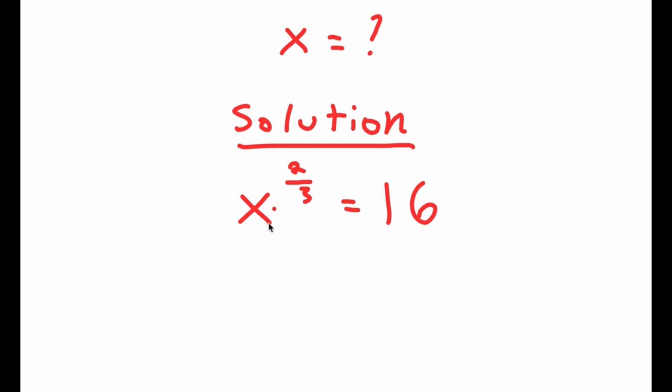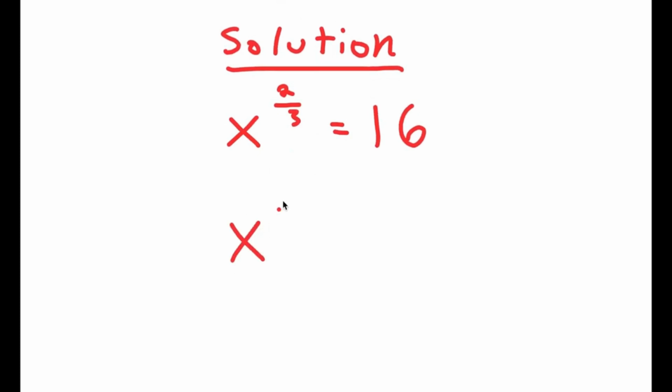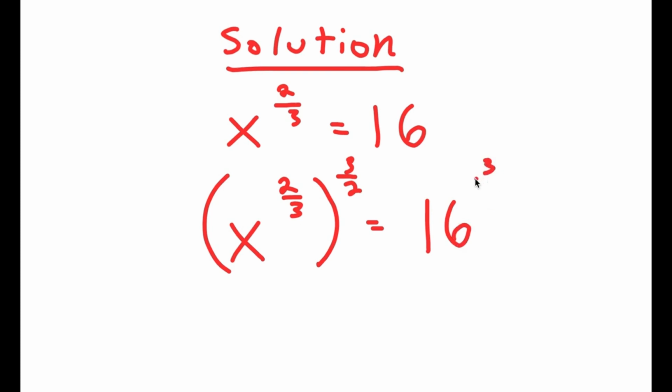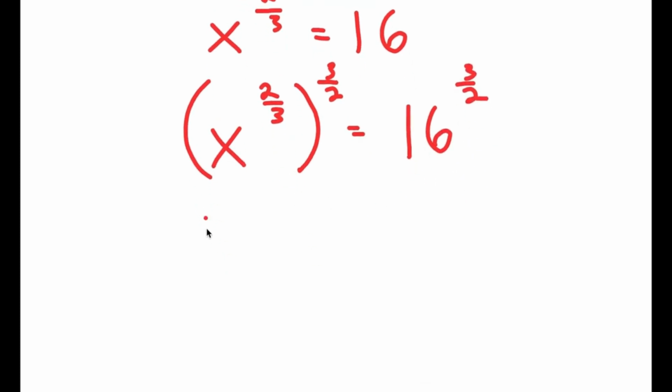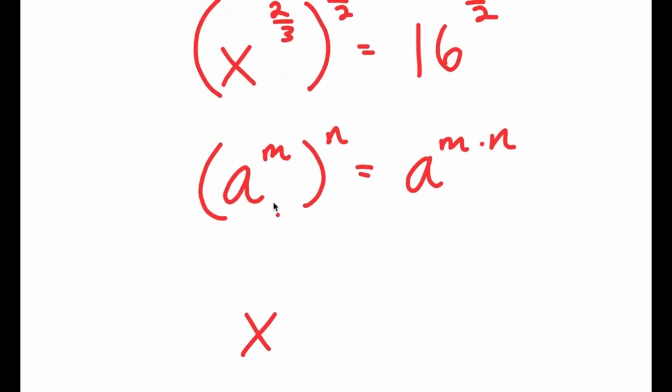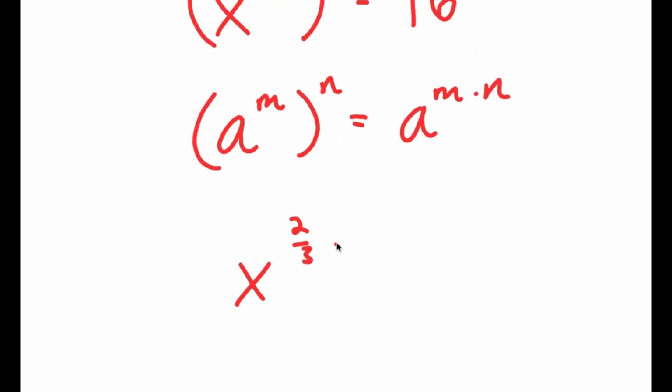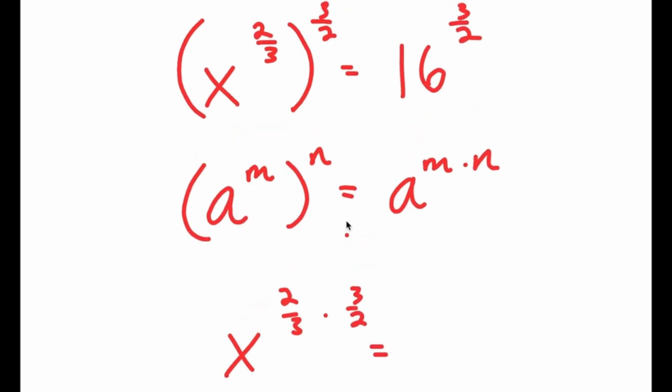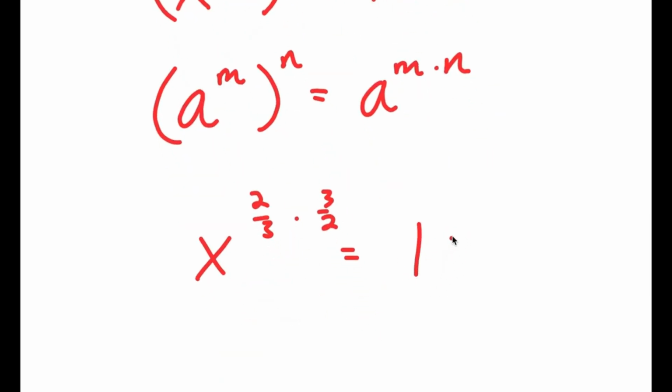And what I'm first going to do is take the power of 3 over 2 on both sides. So now I have x to the power of 2 over 3 to the power of 3 over 2 is equal to 16 to the power of 3 over 2. And now if I have something in the form a to the power of m to the power of n, this is equal to a to the power of m times n. So x to the power of 2 over 3 to the power of 3 over 2 is the same thing as x to the power of 2 over 3 times 3 over 2. And this is equal to 16 to the power of 3 over 2.